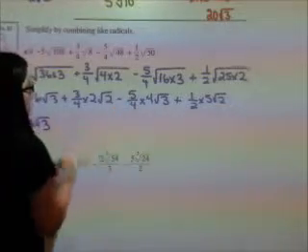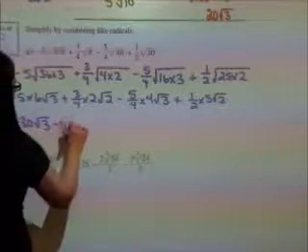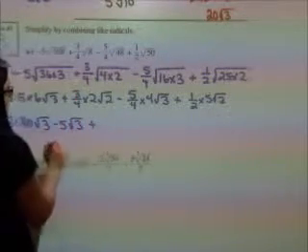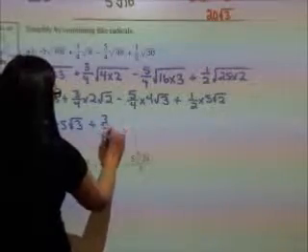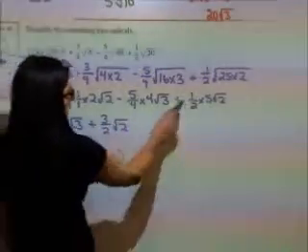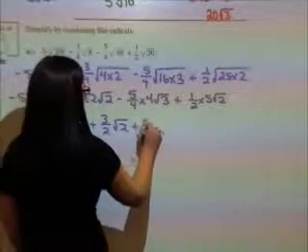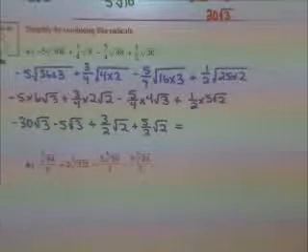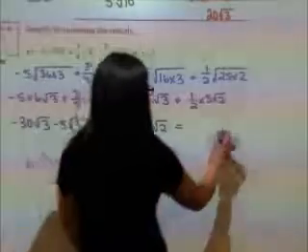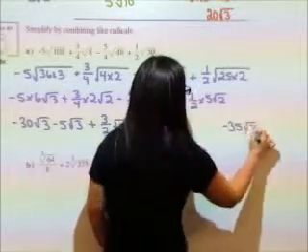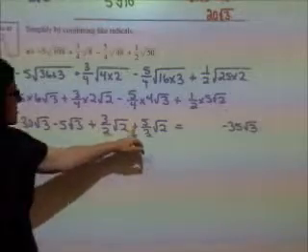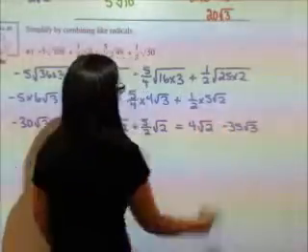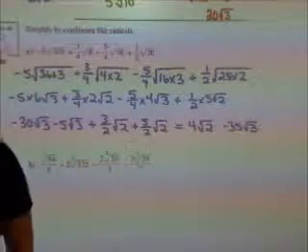So 5 quarters times 4 is 5. So I get negative 5 root 3 plus 3 quarters times 2 gives me 3/2. And then 1/2 times 5 gives me 5/2. So negative 30 root 3 minus 5 root 3 gives me negative 35 root 3. And 3/2 plus 5/2 is 8/2, which gives me 4. And I get a positive 4 root 2, which I'm going to put out in front.